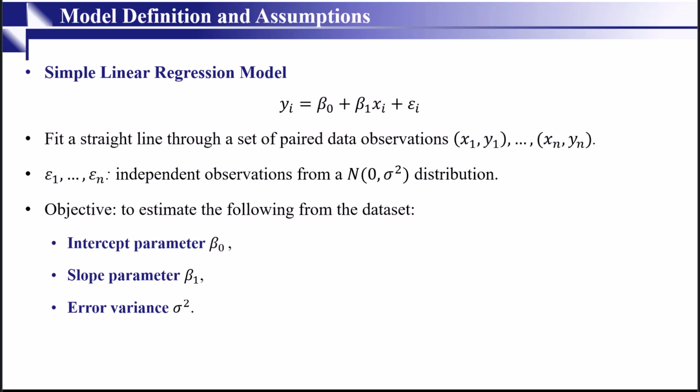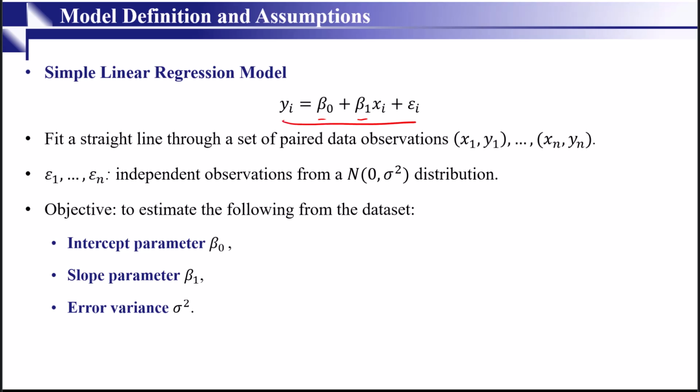For simple linear regression, we fit a straight line through paired data points like xi and yi. Errors are independent and normally distributed. We estimate beta 0 and beta 1 and also sigma squared to build the model. This is our simple linear regression model, right?